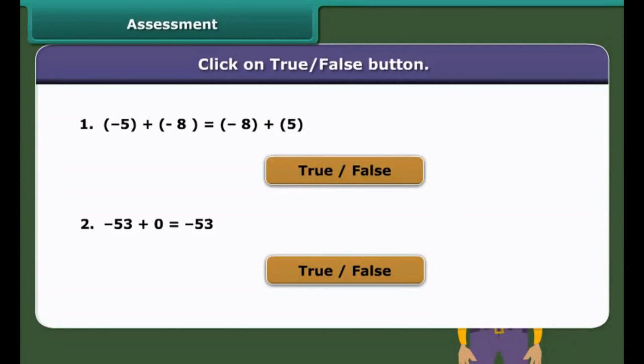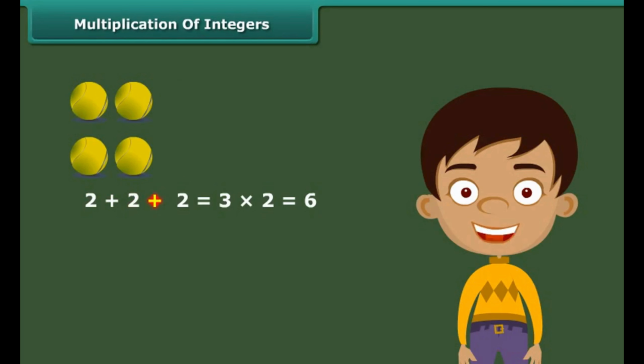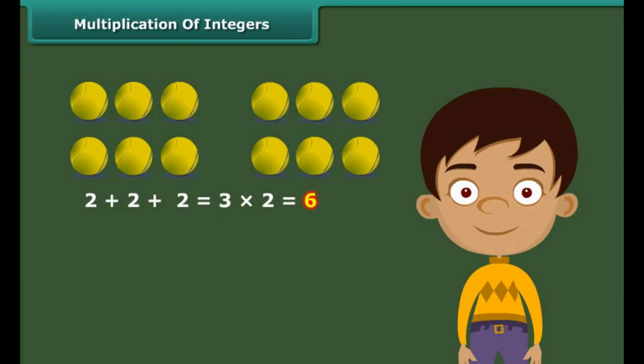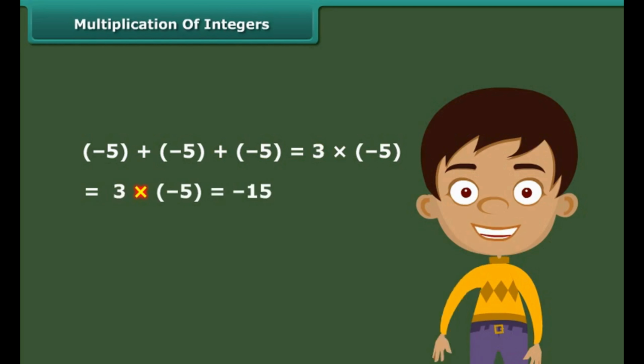Click true or false for the correct statement. We know that multiplication of whole numbers is repeated addition. For example, 2 plus 2 plus 2 is equal to 3 into 2, which equals 6. Similarly, multiplication of integers is also repeated addition. For example, minus 5 plus minus 5 plus minus 5 is equal to 3 into minus 5. Therefore, 3 into minus 5 is equal to minus 15.